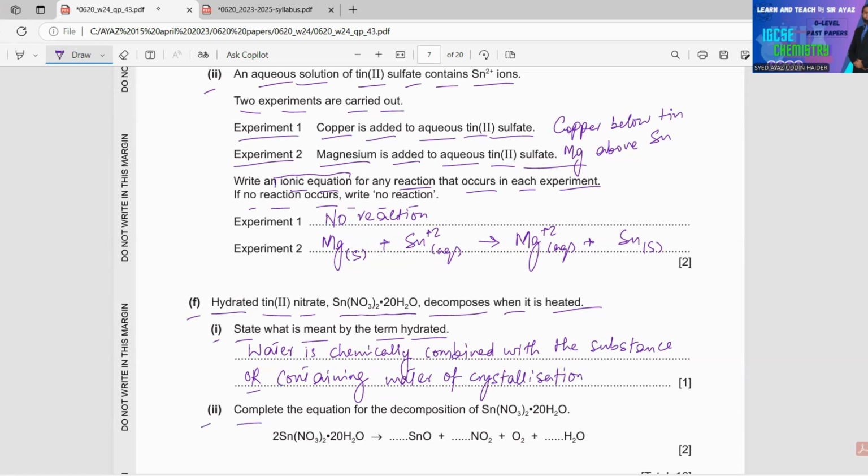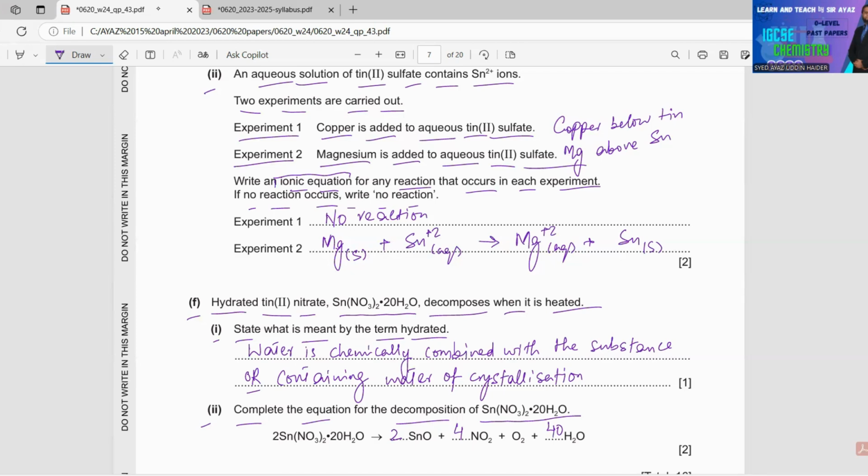Part 2. Complete the equation for the decomposition of Sn(NO3)2·20H2O. So they want us to balance this. I'm going to write 2 before SnO. It's balanced now. What about water? 20 multiplied by 2 is 40, so I will write 40 before H2O. What about NO2? Nitrogen on the left hand side, 2 multiplied by 2 is 4. We have 4 moles of NO2, so I will write 4 before NO2.